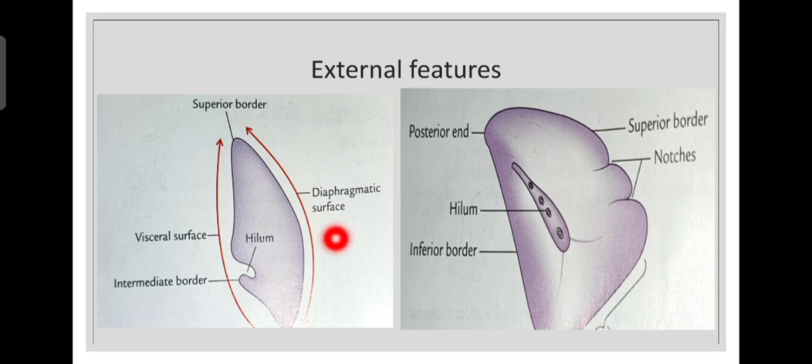Next, we will see about the inferior border. Inferior border separates the visceral surface from the diaphragmatic surface on the inferior aspect, and it corresponds to the lower border of the 11th rib.